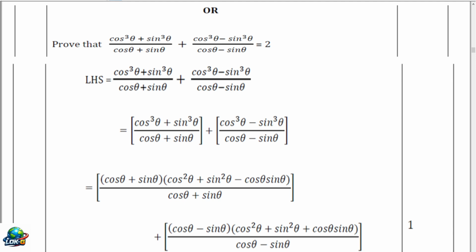Or one choice is given for this: cos cube theta plus sin cube theta upon cos theta plus sin theta, plus cos cube theta minus sin cube theta upon cos theta minus sin theta.